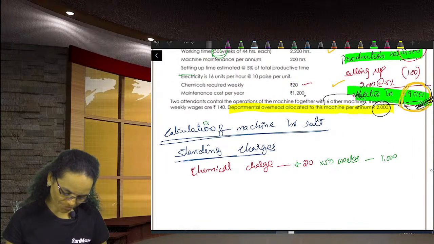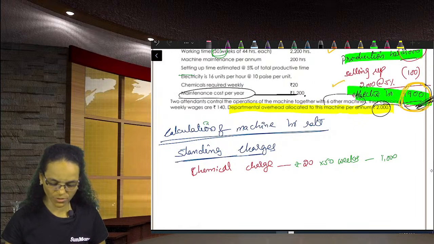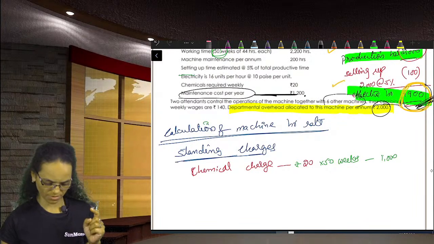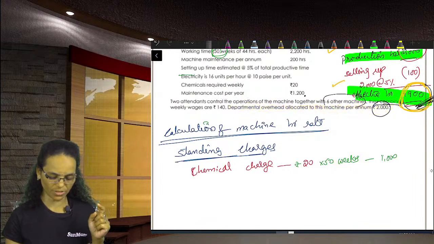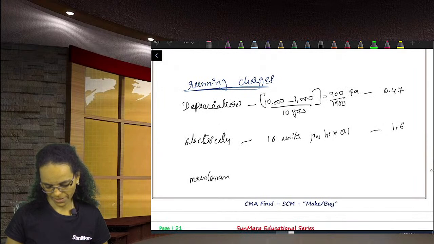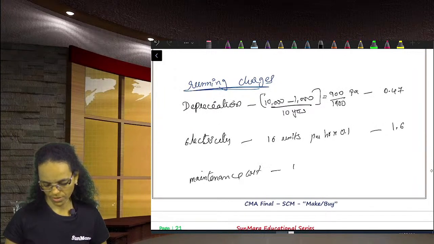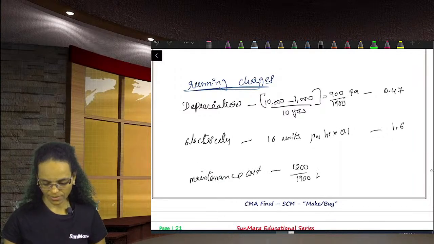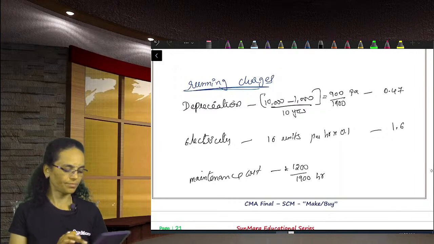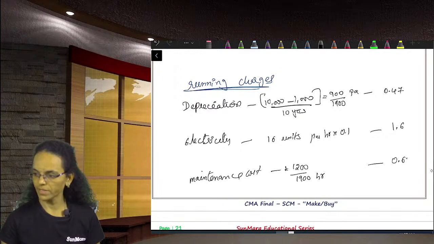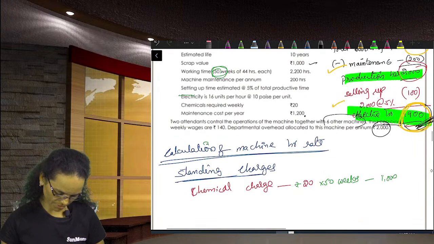Maintenance cost per year is 12,000 rupees, so again 1200 rupees. Again this is a fixed cost. No, maintenance is always a variable cost. Maintenance cost 1200 rupees. Effectively how many hours are we working? 1900 hours. So it is 0.63 maintenance cost.